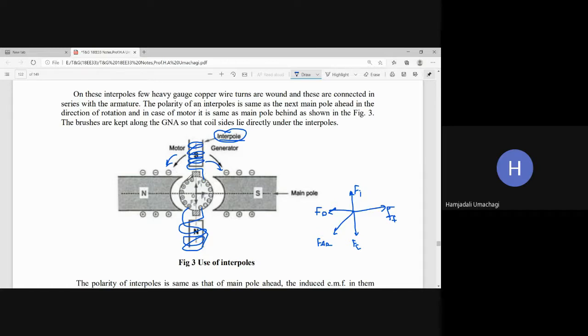Suppose this is the armature. In the pole arc region, the armature reaction cannot be balanced by interpoles. So if I want to balance the armature reaction effect in the pole arc region, what type of winding are we using? In the last class I told you, we are using compensating winding. The compensating winding will take care of the armature reaction in the pole arc region, whereas the armature reaction at the MNA position, that is the brush position, will be taken care of by the interpoles.